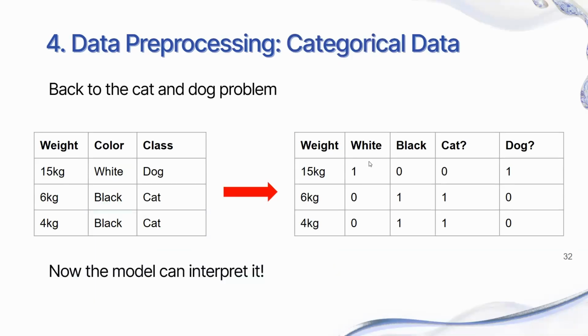Any questions regarding one-hot encoding and categorical data? Clear to everyone?